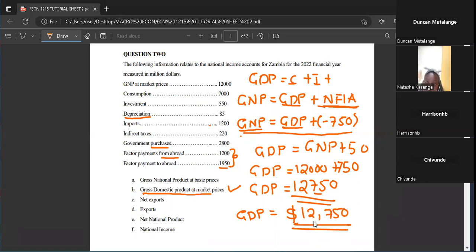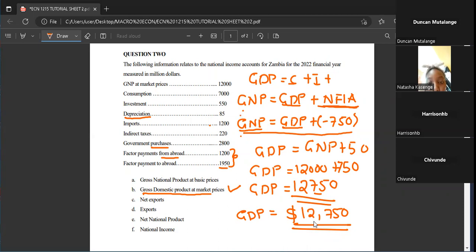Question, sir. This 750 is a negative, so I think we have to subtract from 12,000. Yes, look at this, this is the way we're coming from. We're saying GDP. Okay, I think we had it mixed up here.